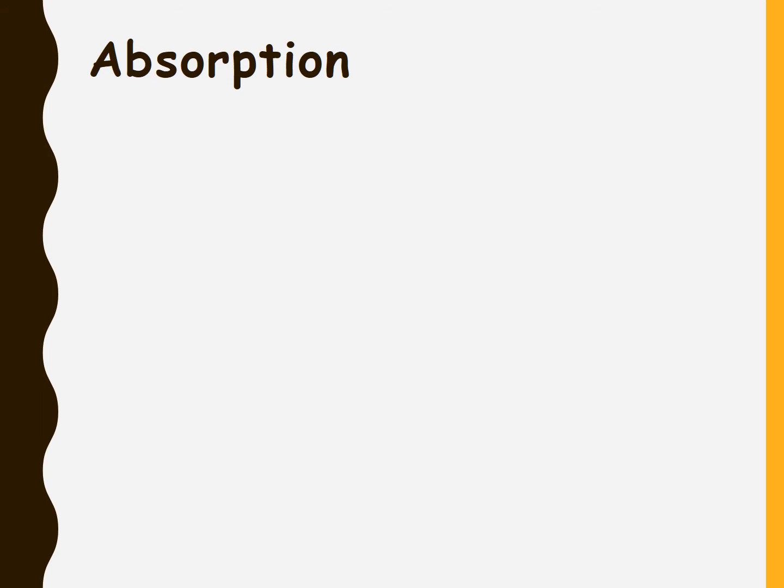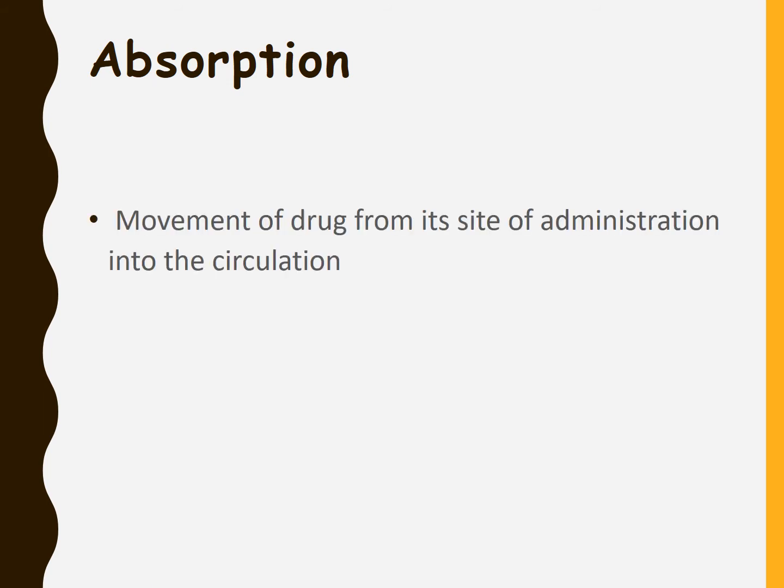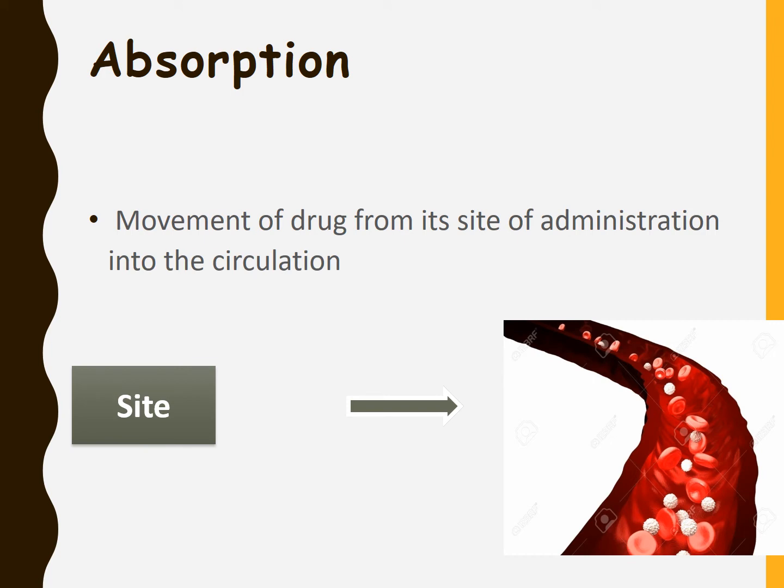Okay, so absorption. What is absorption? It is the movement of drug from its site of administration into the circulation. In the previous class on routes of administration, you became familiar with different routes of administration, and absorption means the movement of drug from that site of administration into our circulation, that is, into the blood, from the site to the blood.